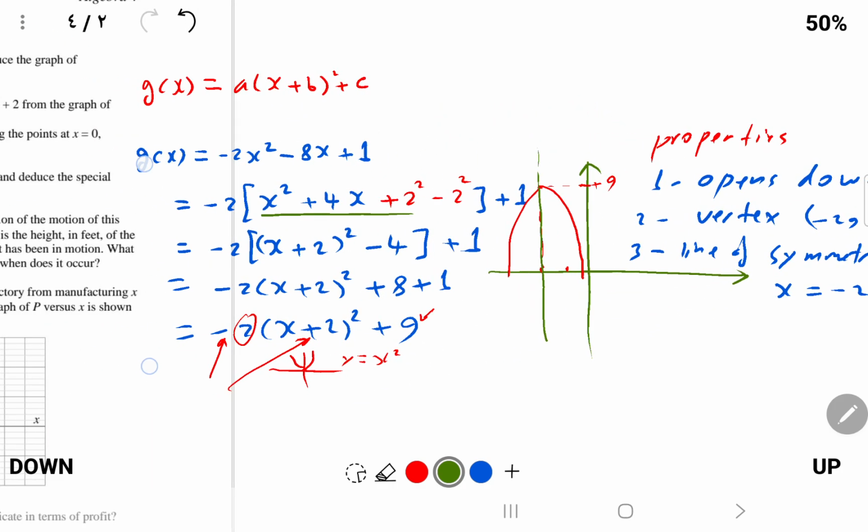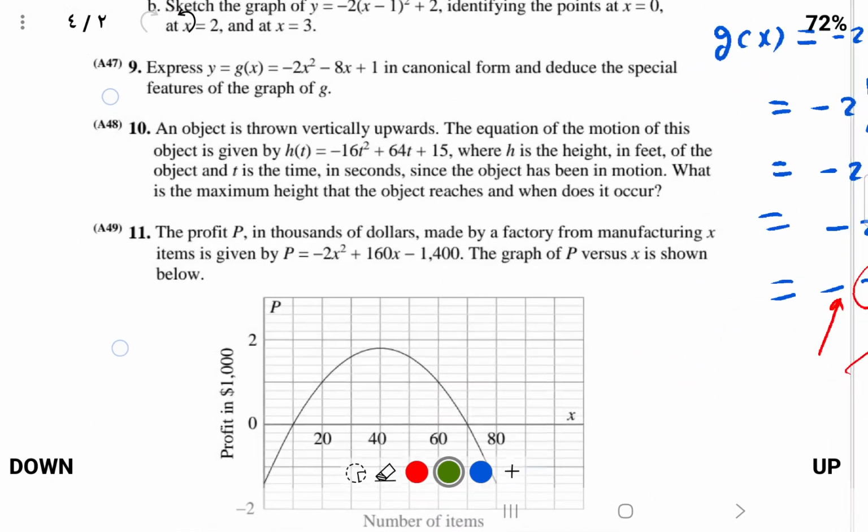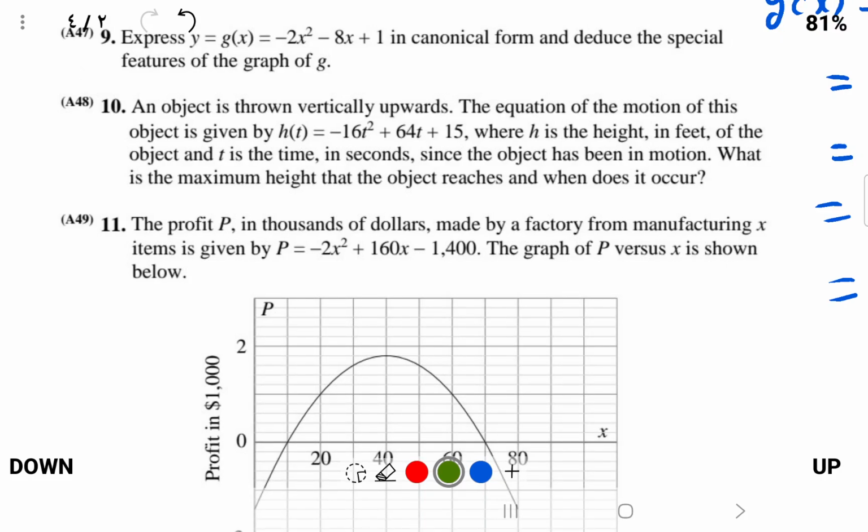Okay, like this we finished question number 9. Now question number 10. An object is thrown vertically upwards. The equation of the motion of this object is given by h of t equals negative 16t squared plus 64t plus 15, where h is the height in feet of the object and t is the time in seconds since the object has been in motion. What's the maximum height that the object reaches and when does it occur?